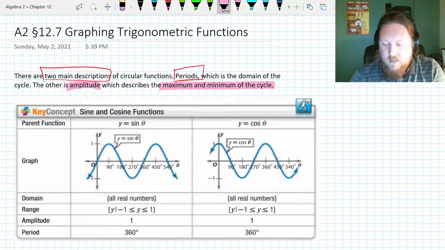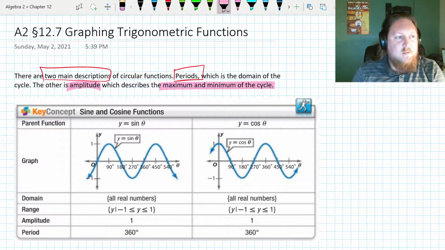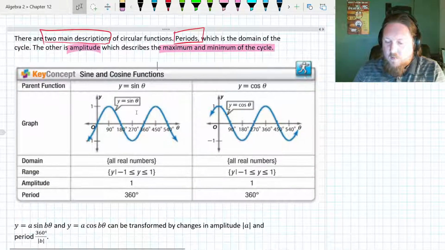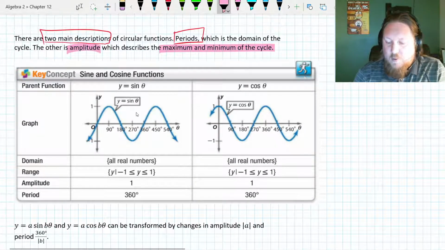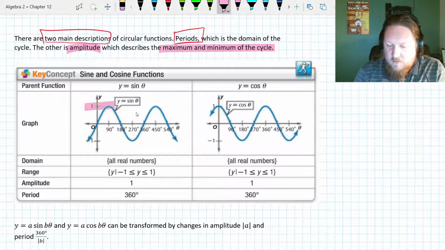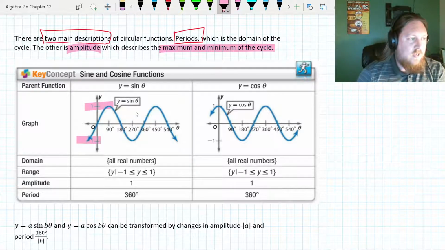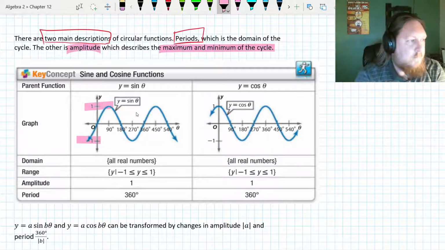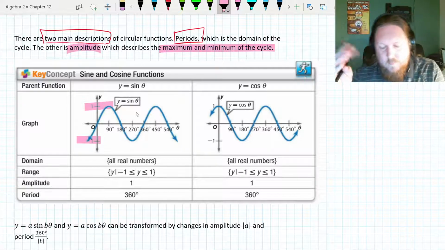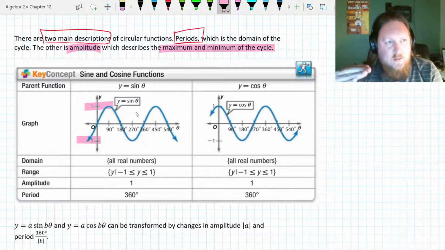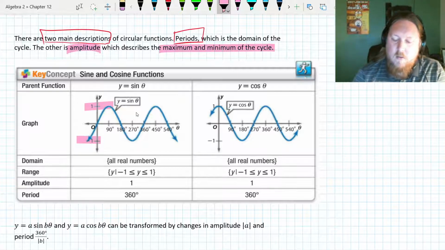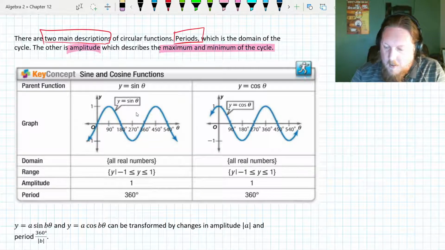We kind of talked about it a little bit yesterday, or at least I showed you the graphs where you can see, for the base functions or the parent functions of sine and cosine, the amplitude is 1 because, well, it's not the distance between the top and the bottom. It's from the center line to the top is 1, and from the center line to the bottom is 1. So we call the amplitude 1, but it's describing the minimum and maximum of the function.